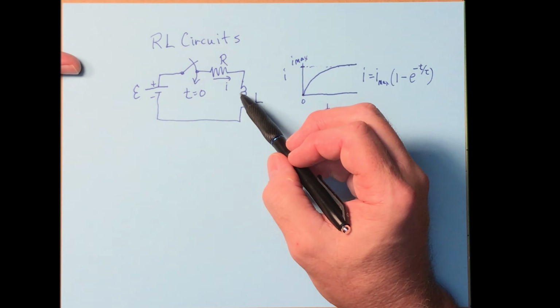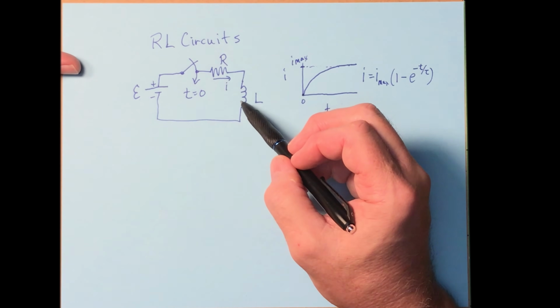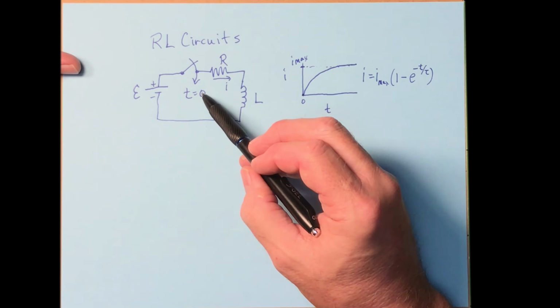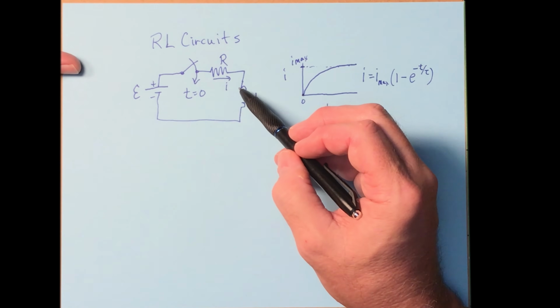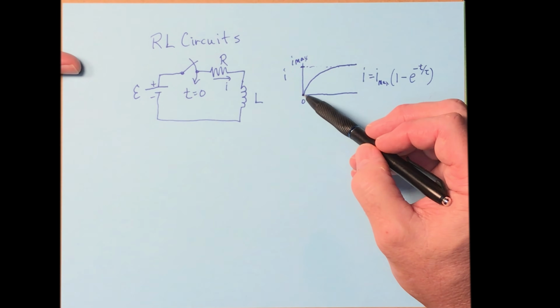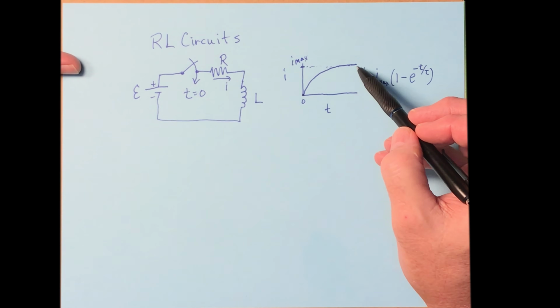You cannot have an instantaneous change in current. The current before t equals 0 was 0. Therefore, the current immediately after t equals 0, when that switch is closed, must also be 0. So the current starts off low and goes high to its maximum value.